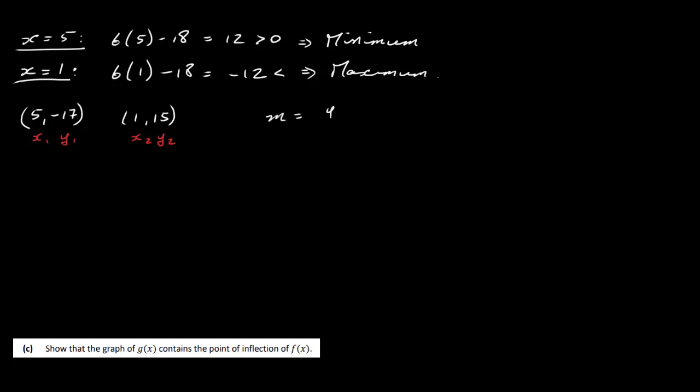So the slope is going to be y2 minus y1 over x2 minus x1. I'll just put them in over here. So let's see, that will give us 15 minus 17, so that's plus 17, and 1 minus 5. So 15 plus 17 is 32 over minus 4. So 4 8's 32, so it's going to be minus 8. So our slope is minus 8.